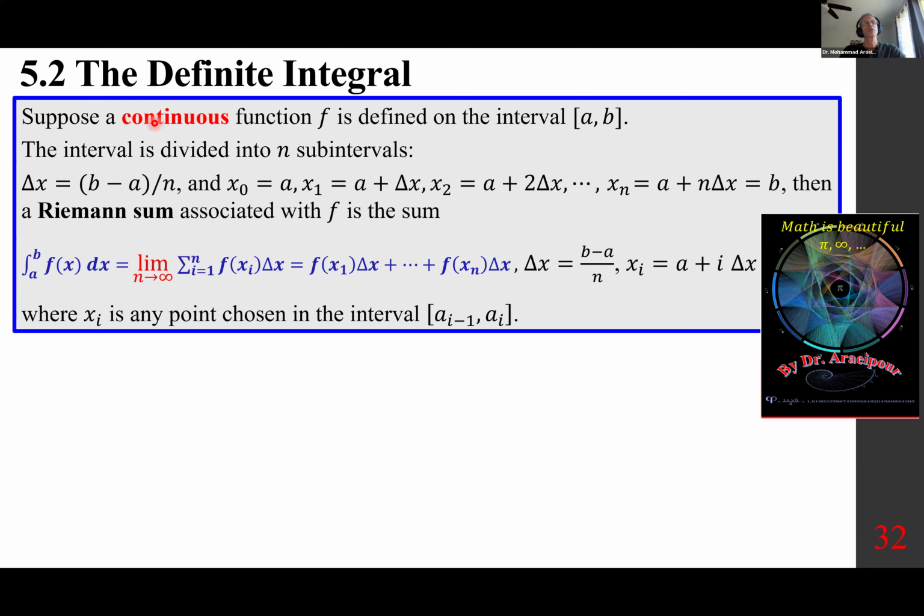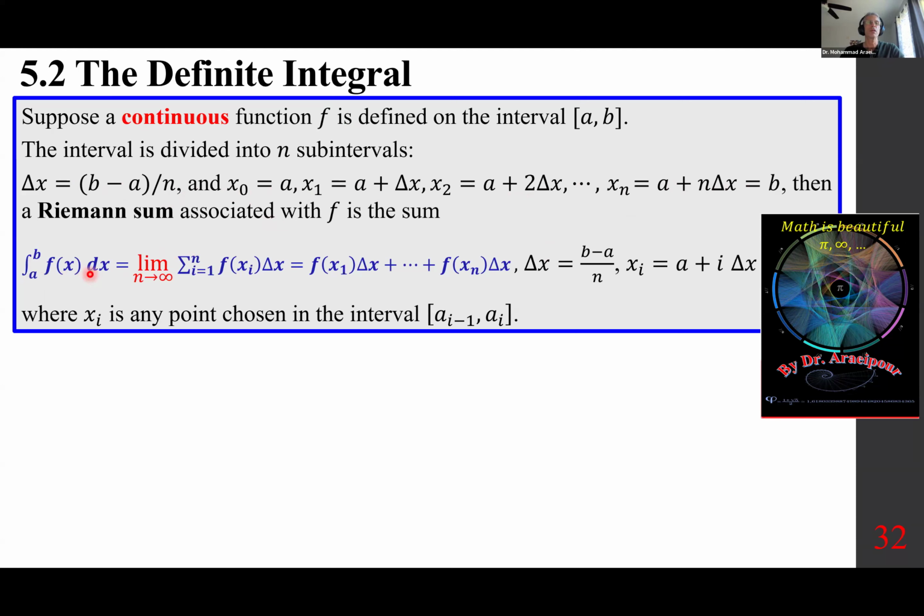Section 5.2, the definite integral. Suppose a continuous function f is defined on the closed interval from a to b. The interval is divided into n subintervals. Delta x is (b minus a) over n, and x sub 0 is a, x sub 1 is equal to a plus delta x, all the way to x sub n, which is a plus n delta x, which is b. A Riemann sum associated with f is the following sum.